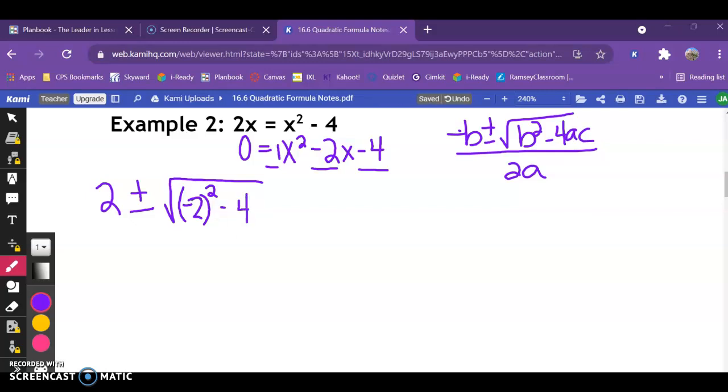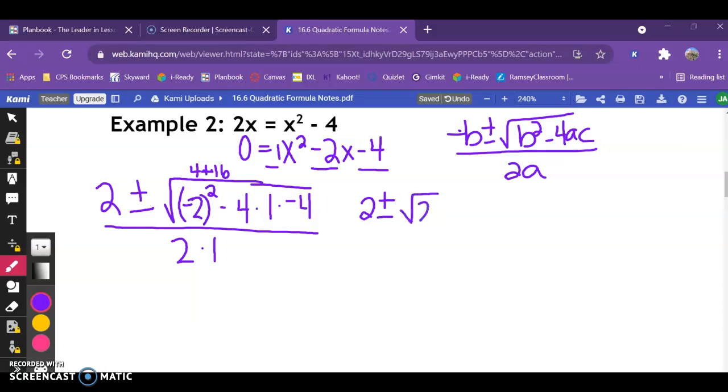And then minus 4 times a is 1 and c is negative 4, all over 2 times 1. So when I simplify this, I'm going to have 2 plus or minus negative 2 squared, which is 4, and negative 4 times 1 times negative 4 would be a positive 16. So 4 plus 16 is 20, and we can't do anything with that. So 2 plus or minus the square root of 20 all over 2.